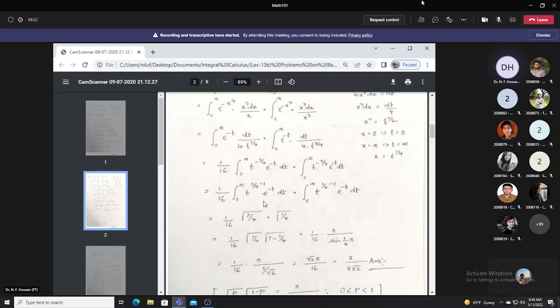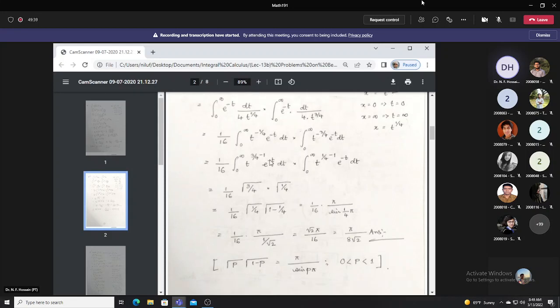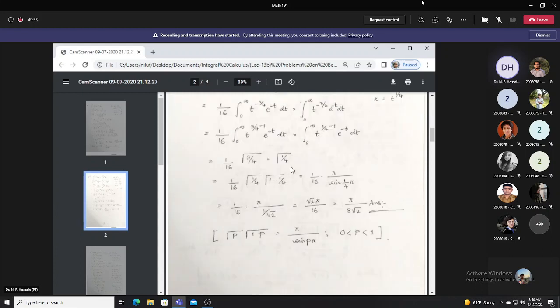So here in the first integral, this 1/4 and 1/4 can be taken outside. t to the power minus 1/4 e to the power minus t dt. And here t to the power minus 3/4 into e to the power minus t dt. So let us try to get the expression for the gamma function. This minus 1/4 can be written as 3/4 minus 1, and this minus 3/4 can be written as 1/4 minus 1. So for the first integral n is 3/4, and for the second integral n is 1/4. So it is gamma 3/4 into gamma 1/4.